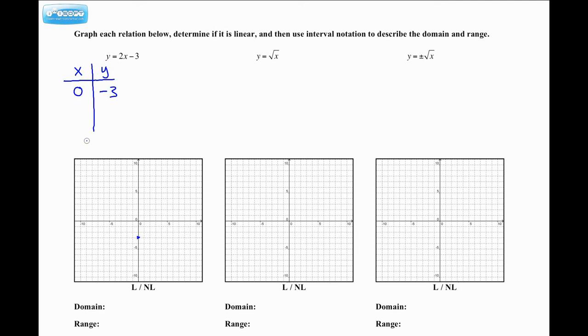All right, let's choose x equals 4. Doesn't matter. 2 times 4 is 8, 8 minus 3 is 5. So that's another ordered pair, following this rule: 4, 5, right there. And the next one I'll choose 6. 2 times 6 is 12, and 12 minus 3 is 9. So I'll plot that one. That's 6. There we go.